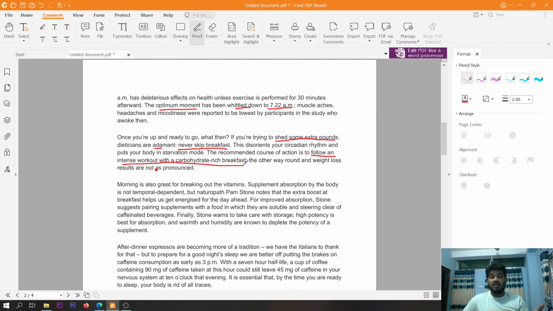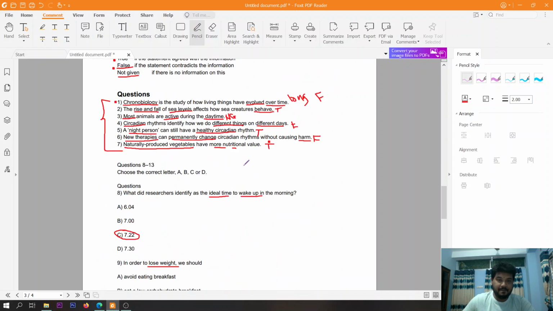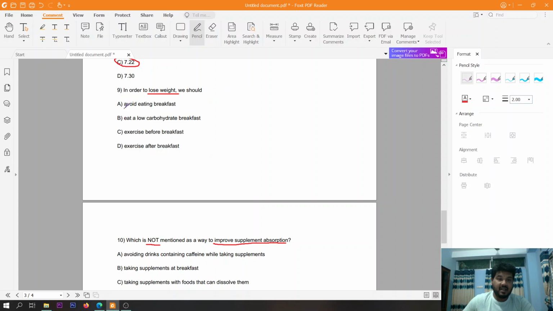So what's the best course of action in the morning? If you want to lose weight, do intense exercise and then have a carbohydrate-rich breakfast. All right, do we have anything here like that? We have avoid eating breakfast. No, we should have breakfast. Eat a low carbohydrate breakfast. No, we should have a carbohydrate-rich breakfast. Exercise before breakfast. Yes. And exercise after breakfast. No. So this is the option we have to go with, which is exercise before breakfast.